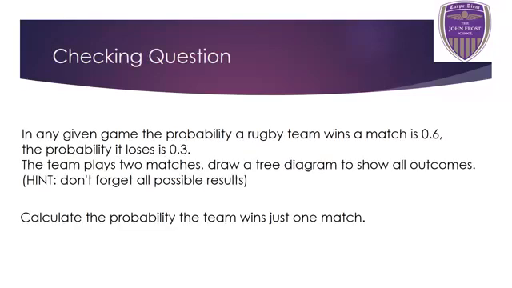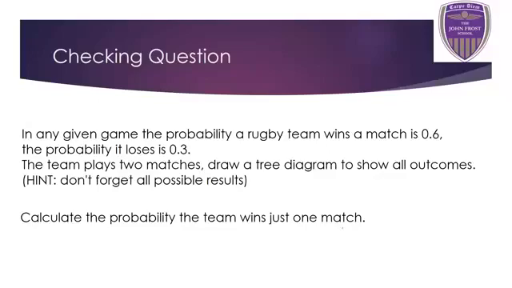Okay, welcome back then. So in this check-in question, the probability that a rugby team wins a match is 0.6. The probability it loses is 0.3. The team plays 2 matches. We're being asked to draw a tree diagram to show all outcomes. Hint, don't forget all possible results. All right, and then I'll be asking you to calculate the probability the team wins just 1 match. I want you to pause the video now, have a go at it yourself, and when you're ready to check your work, press play. So pause the video now.